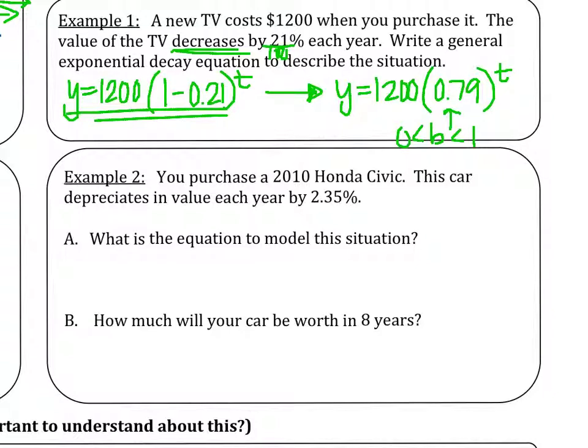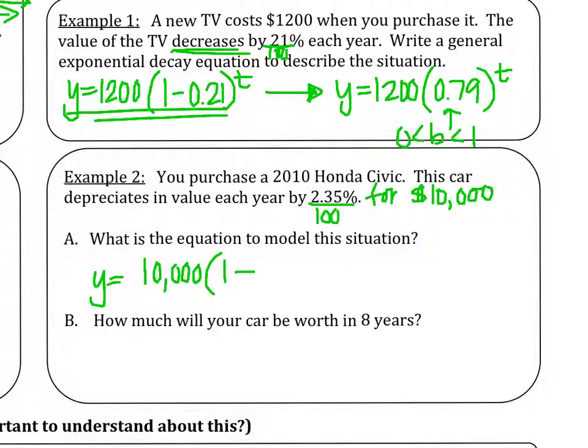But if you take a look, you purchased a 2010 Honda Civic. Let's put in an amount, shall we, for $10,000. It depreciates in value each year by 2.35%. Okay, so if I take 2.35 and I divide it by 100, that'll get me my decimal. So let's start with our equation. We started by paying $10,000 for this Honda Civic, and I do 1 minus because depreciate means decreases. When I take 2.35 divided by 100, I get 0.0235, to the t.